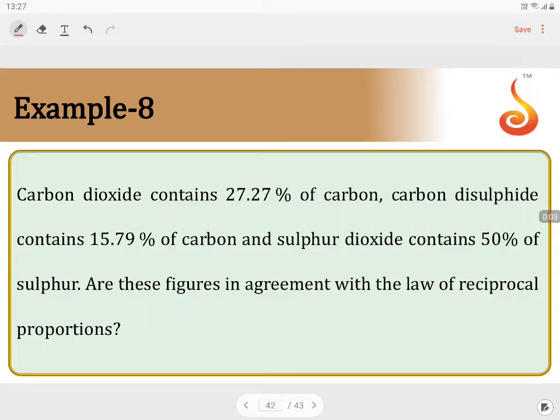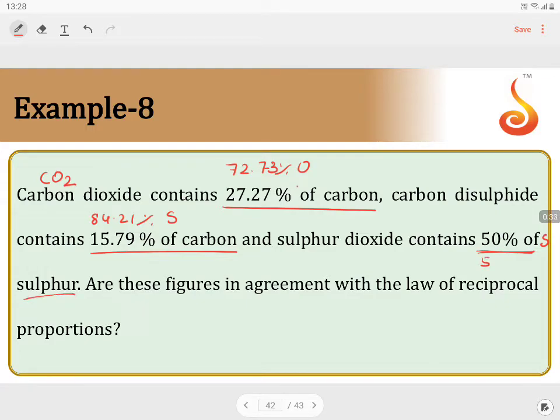Carbon dioxide contains 27.27% carbon. So in CO2, percentage carbon is this much and percentage oxygen will be 72.73%. In carbon disulfide, 15.79% carbon, that means 84.21% will be sulfur. In sulfur dioxide, 50% of sulfur and then 50% will be oxygen. Show that these figures are in agreement with the law of reciprocal proportions.